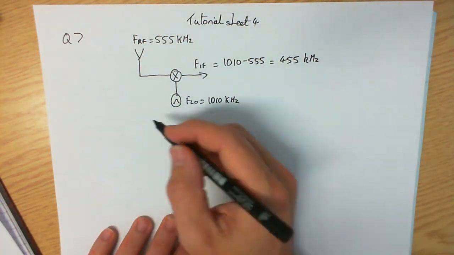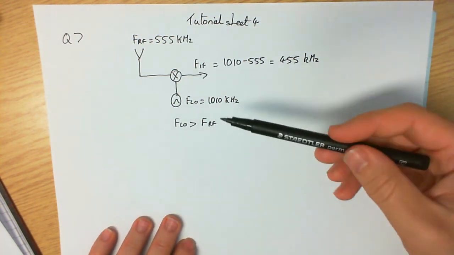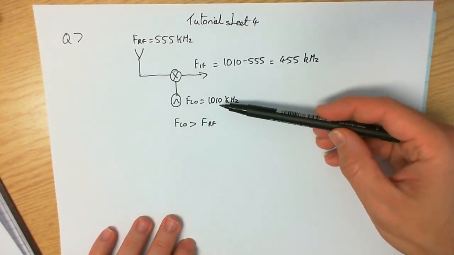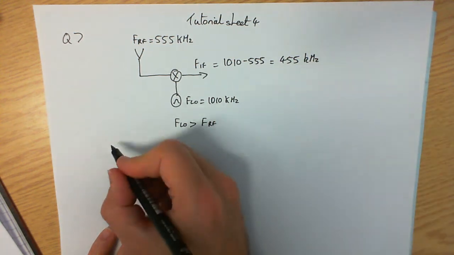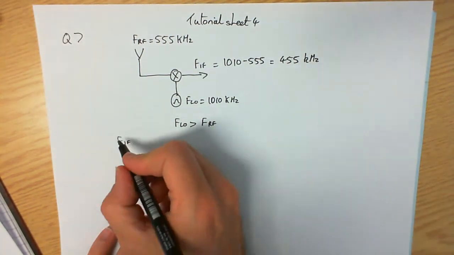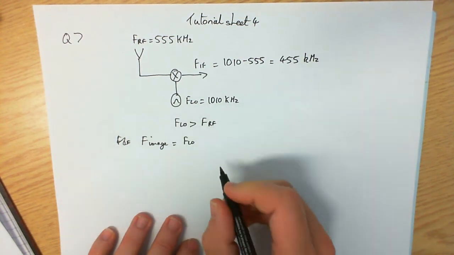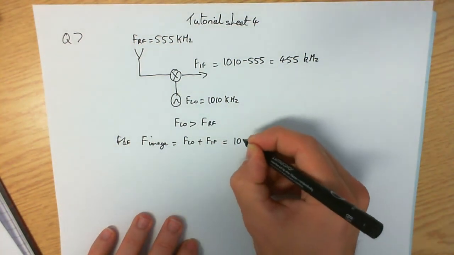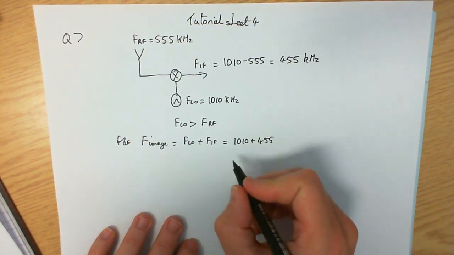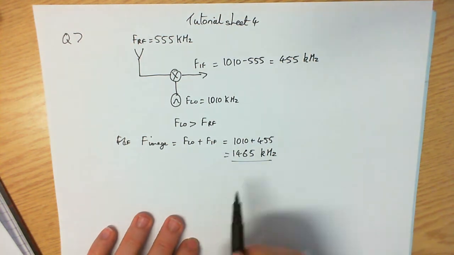So our image frequency, because our local oscillator is greater than our RF frequency, is going to be above the local oscillator frequency, and it's going to be above the local oscillator frequency by the IF frequency. So our F image is going to be equal to our local oscillator plus our F IF, which is equal to 1010 plus 455, which is equal to 1465 kHz. So that's our image frequency.